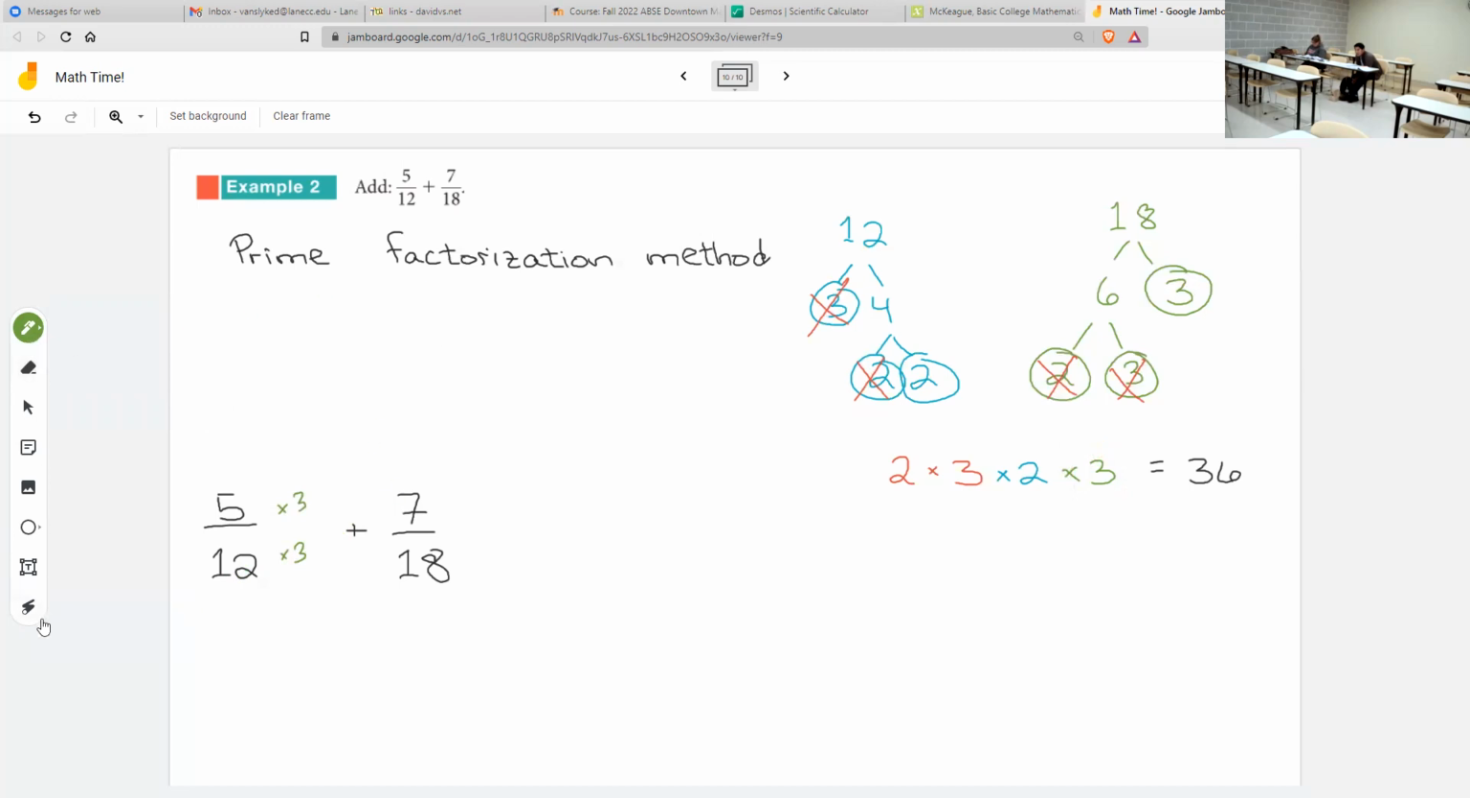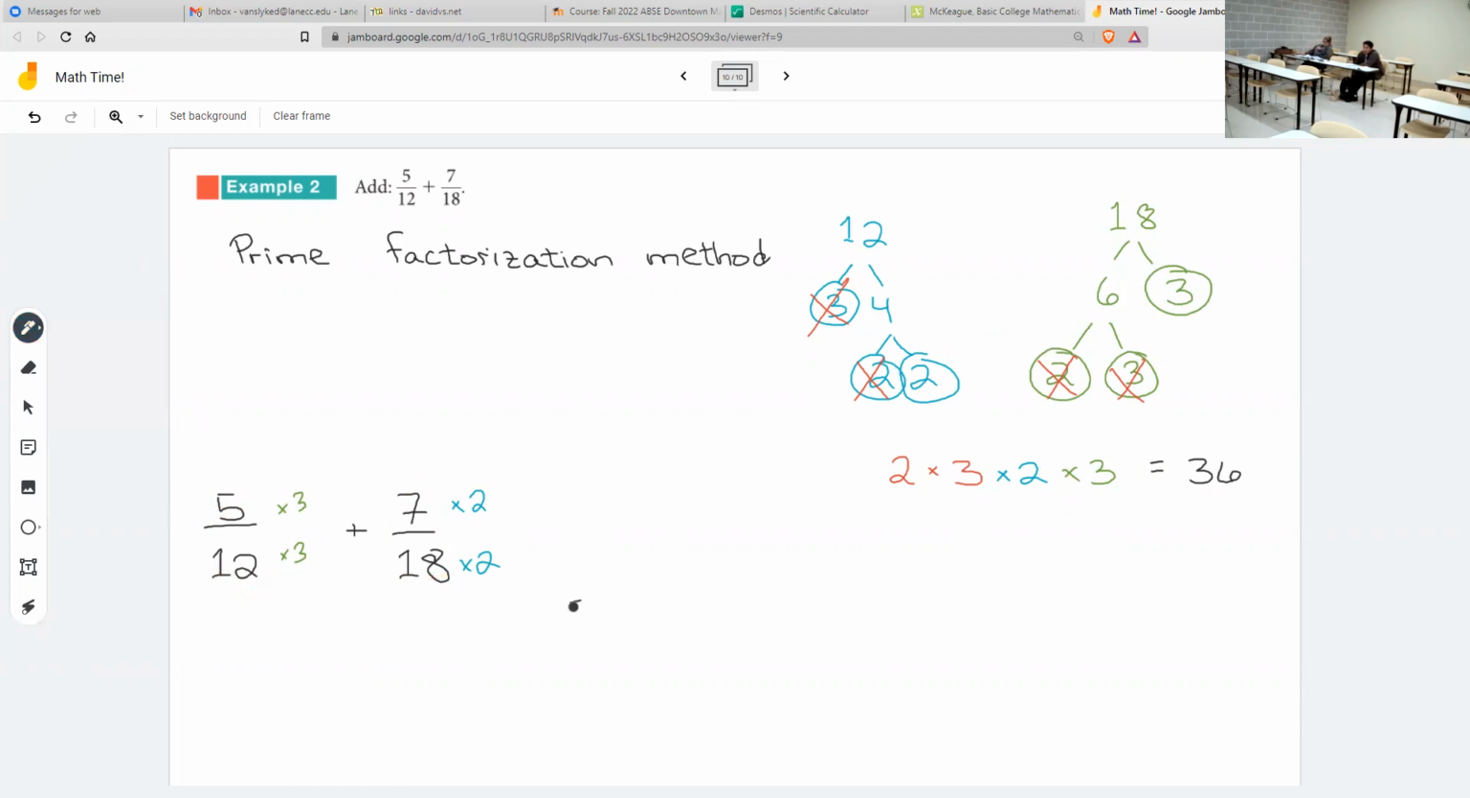Whereas the second fraction, the 18, that was our green tree. So what was missing from the green tree that the blue tree only had? That's the other 2. We're making the same bottom by filling in what's missing originally. So the blue was missing this times 3. The green was missing this times 2, so we put them in. You could also just divide. 36 divided by 12 is 3. 36 divided by 18 is 2.